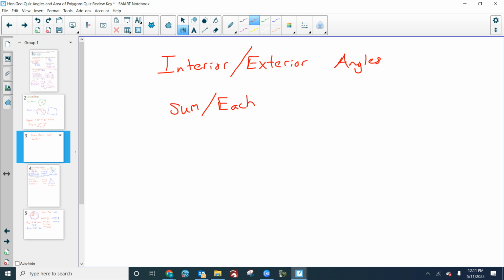Find the sum of the interior angle measures of a convex hexagon. Find the sum of the interior angle measures of a convex, I said hexagon, not heptagon, right? Hexagon? Did I say hexagon? Yeah. Good listeners. All right. What is the formula for the sum of the interior angles?